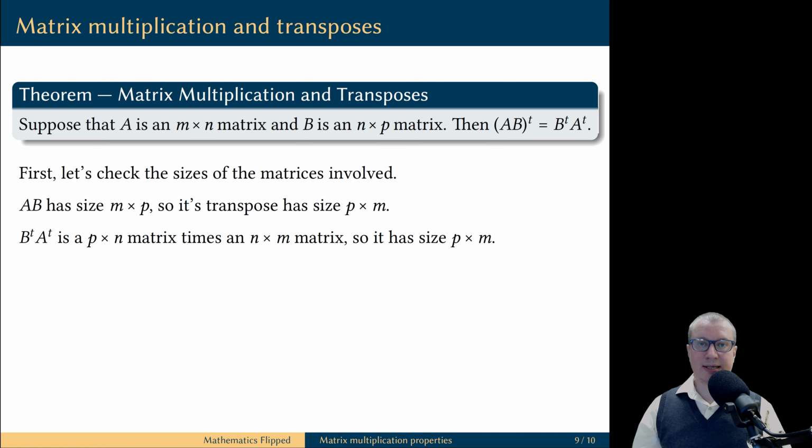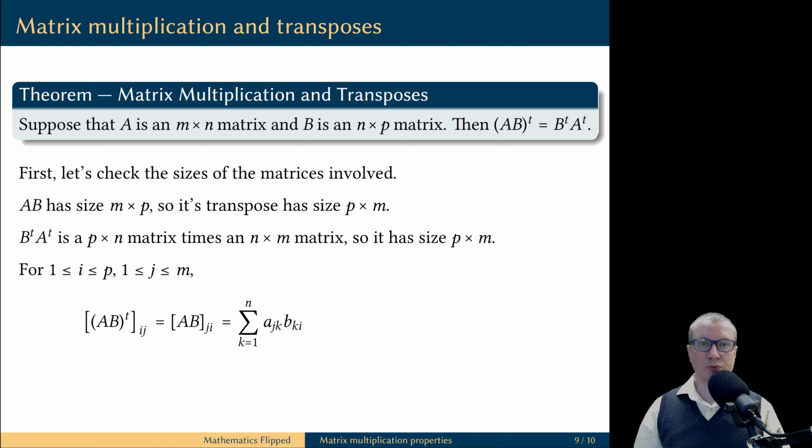Of course, the size comparison alone does not tell us that the matrices are equal. For this, we need to look at the individual entries. The entry in position ij of the transpose of the matrix AB is the entry in position ji of the matrix AB. This is the definition of the transpose of a matrix. Next, I'm using the entry-by-entry formula to express this using row j of the matrix A and column i of the matrix B. Let's use the property that multiplication of numbers is commutative and switch the entry of the matrix B and the entry in the matrix A.